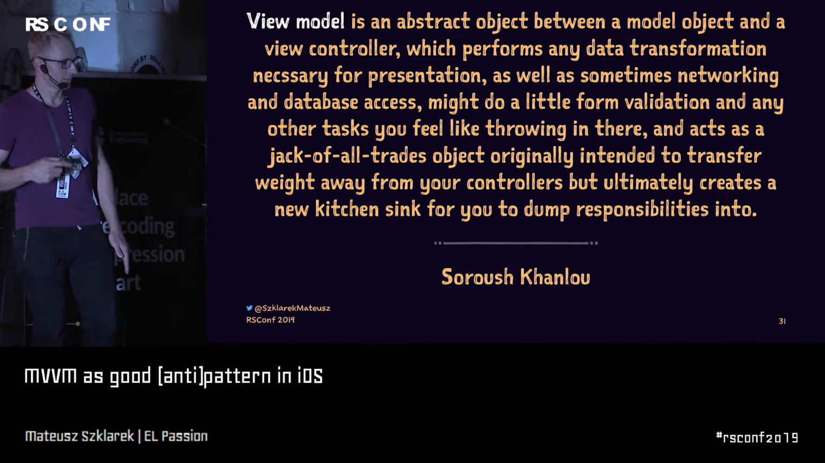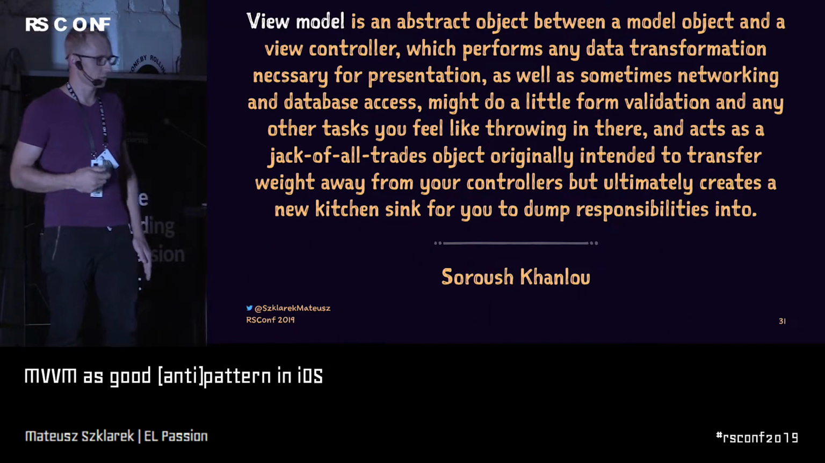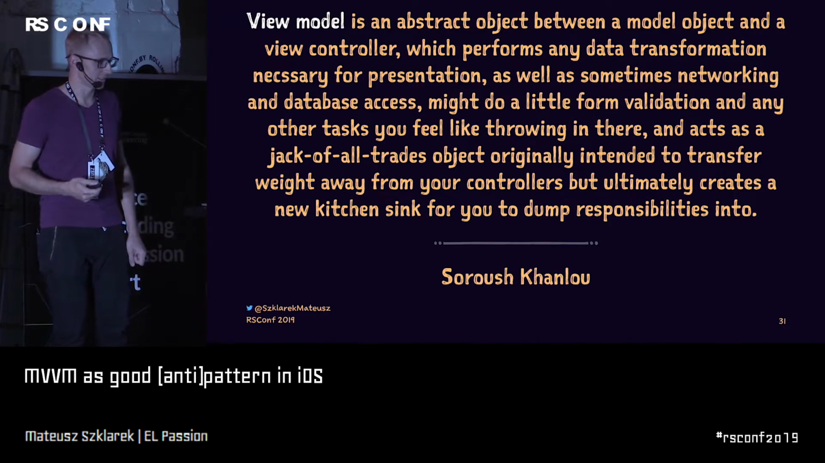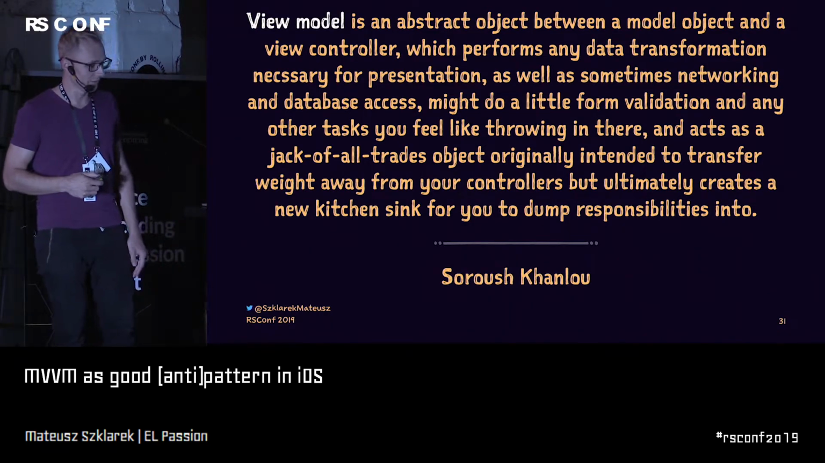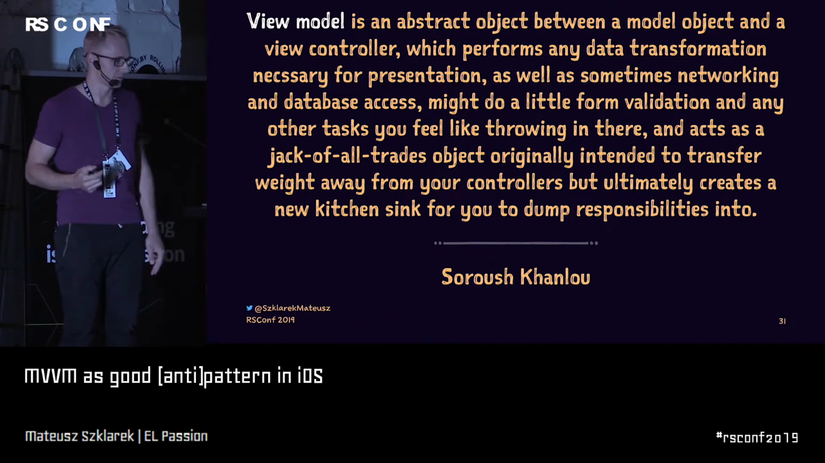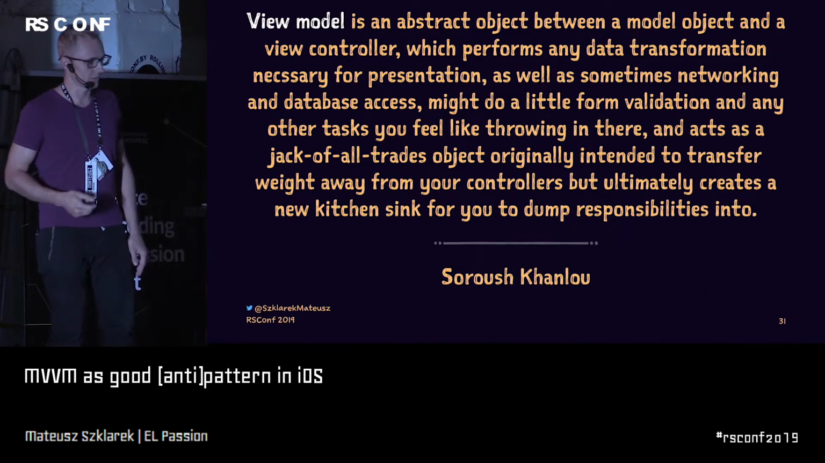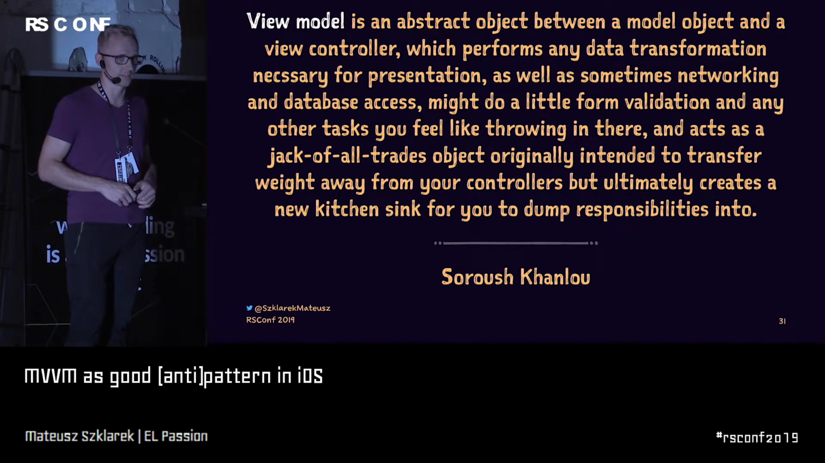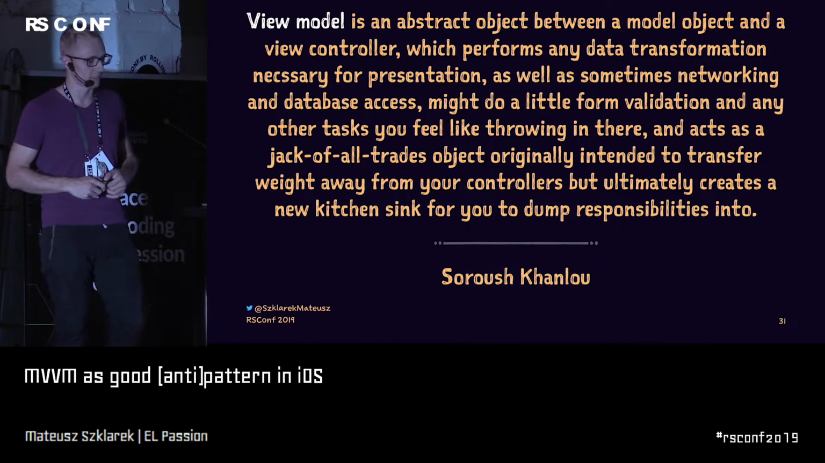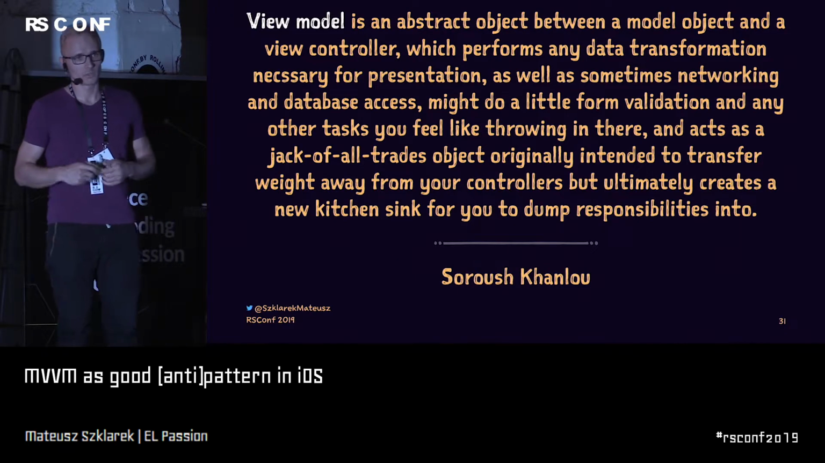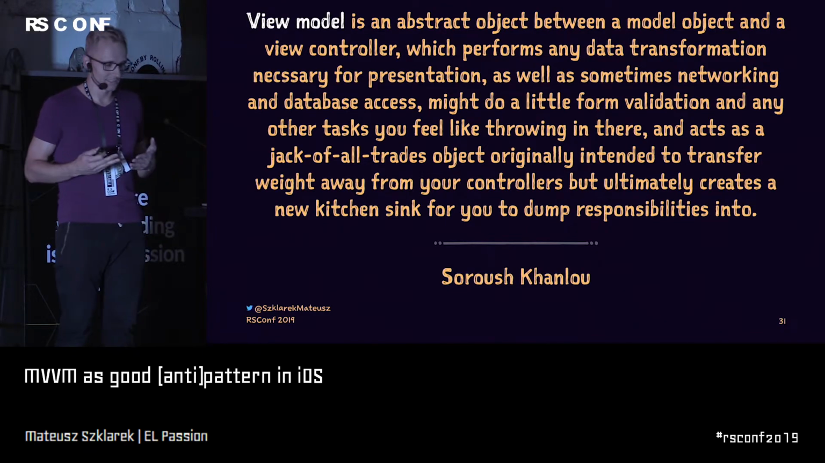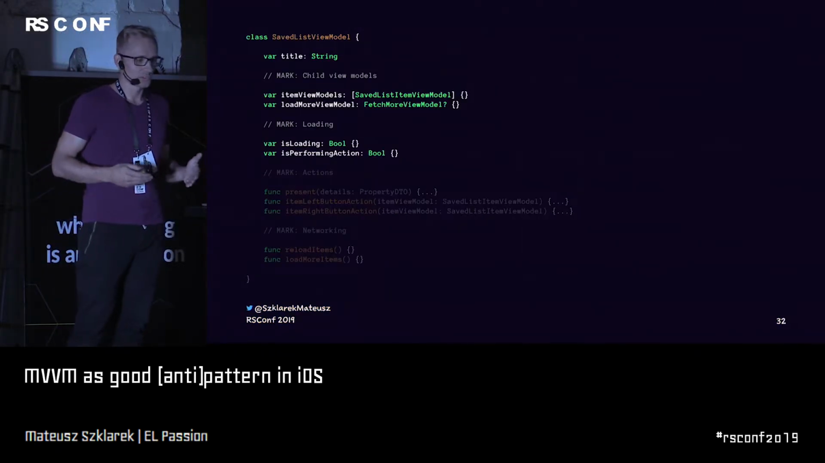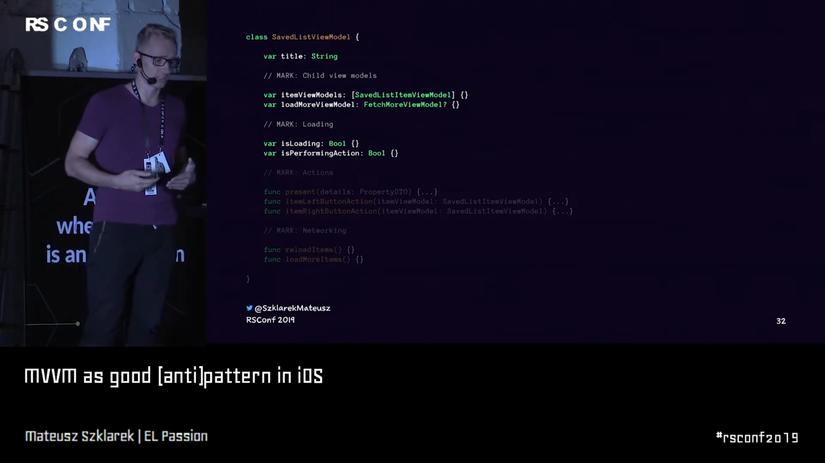View model is an abstraction. It's an abstract object between a model object and a view controller, which performs any data transformation necessary for presentation, as well as sometimes networking and database access, might do a little form validation and any other task you feel like throwing in there, and acts as a jack-of-all-trades object originally intended to transfer weight away from your controllers, but ultimately creates a new kitchen sink for you to dump responsibilities into. It was created by Soroush Khanlou, and looking only at the definition like this, it's obvious that view model does definitely too many things. I want to show you my code from one of my previous projects.